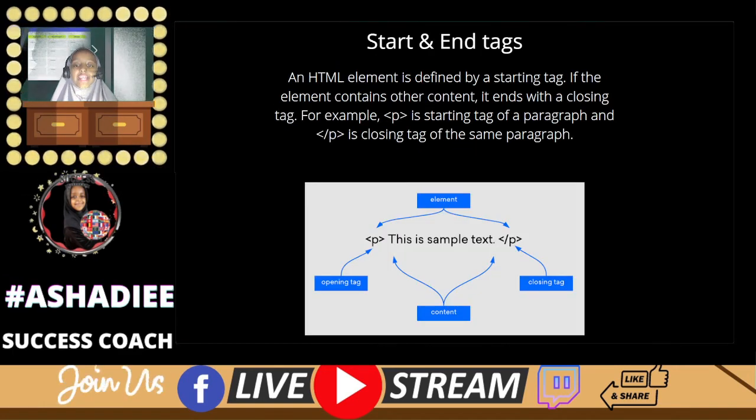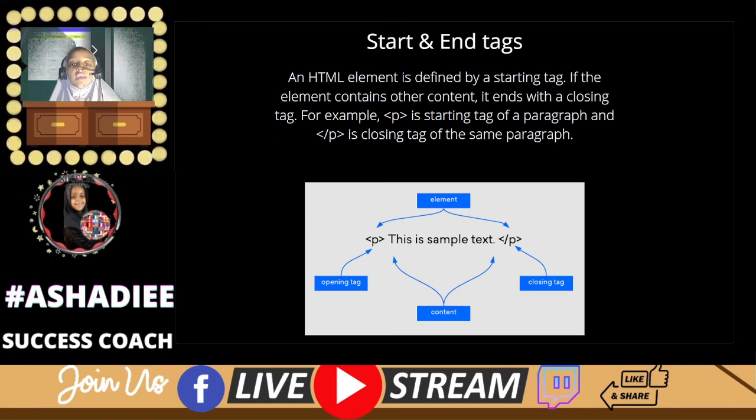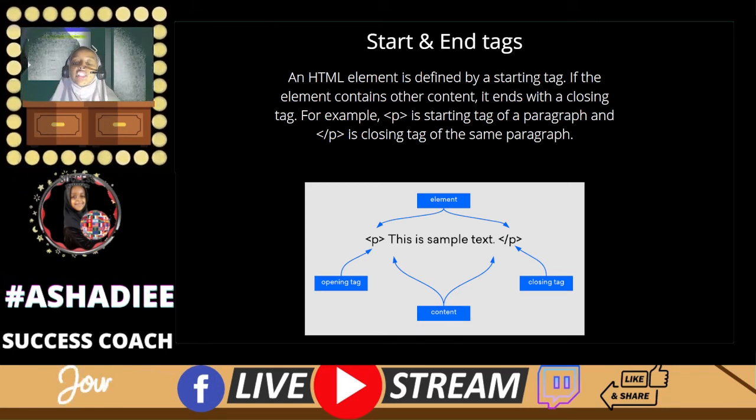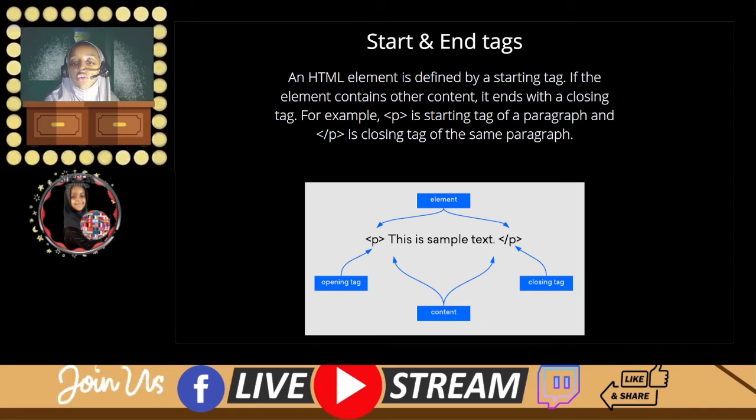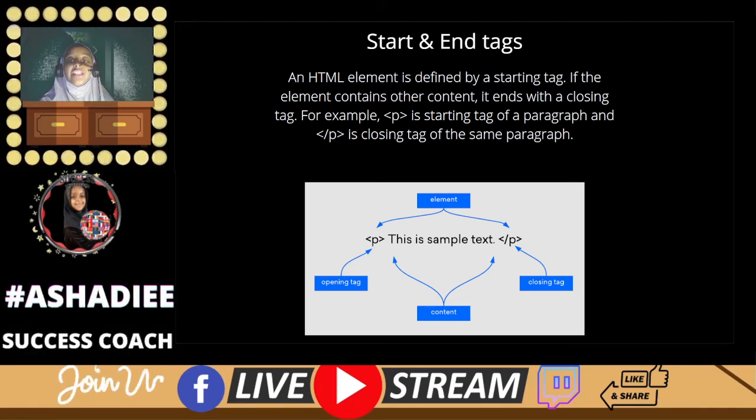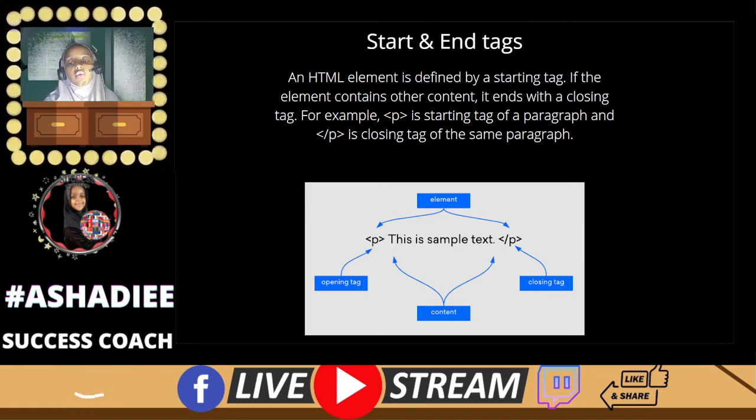Moving on to the start and end tags. An HTML element is defined by a starting tag. If the element contains other content, it ends with a closing tag. For example, P tag is the starting tag of a paragraph, and another P tag is the closing tag of the same paragraph. And as I have said earlier, the element is the whole thing together.